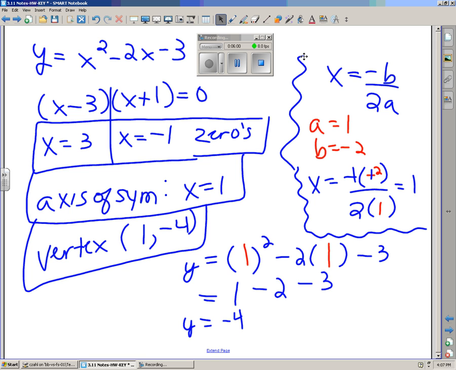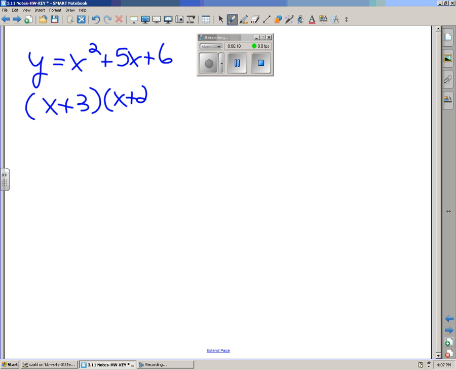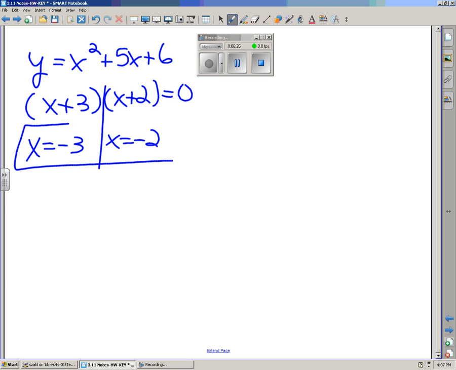Let's keep going. Problem 3 is this one. y equals x squared plus 5x plus 6. To factor this, it's x plus 3, x plus 2. To find the zeros, x is negative 3, x is negative 2. That's the first part of your answer.